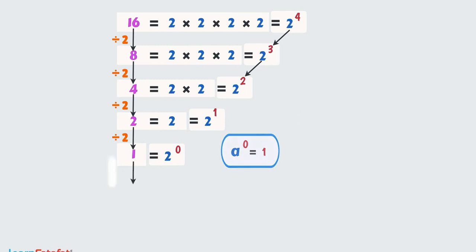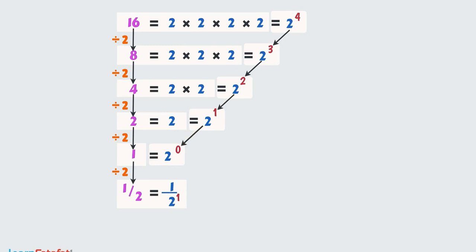Again, if we divide 1 by 2, then we get 1 upon 2. We can write it as 1 upon 2 raised to the power 1. But if we follow the pattern, then we can also write it as 2 raised to power minus 1.